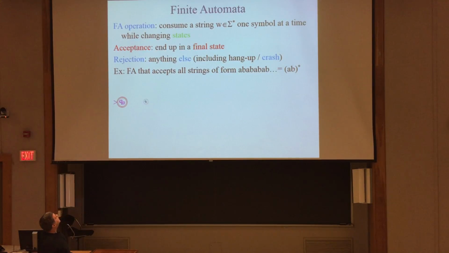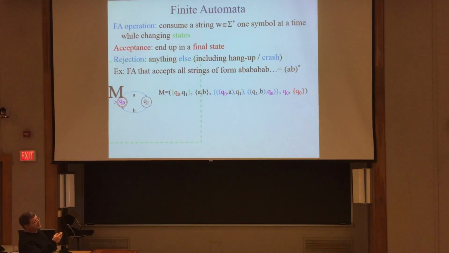All right, so let's do another example. A finite automata that accepts all strings of the form AB, AB, AB. In other words, it's (AB)* represented as a regular expression. We'll talk about regular expressions as a subject in its own right. For now, I assume you know what I mean when I say AB quantity star. It's any number of AB's, including zero. And this star, of course, is the Kleene closure we defined two slides ago.